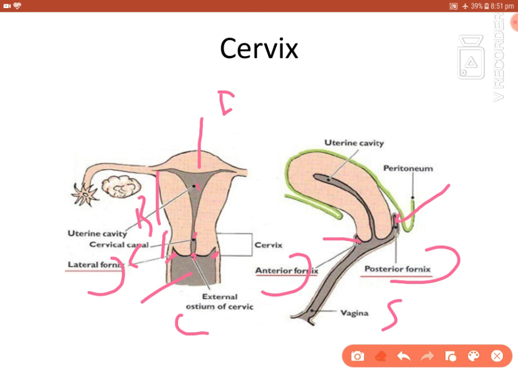Then coming to the parts of the cervix, the part that projects into the vagina is the vaginal part of the cervix. Above that is the supravaginal part.